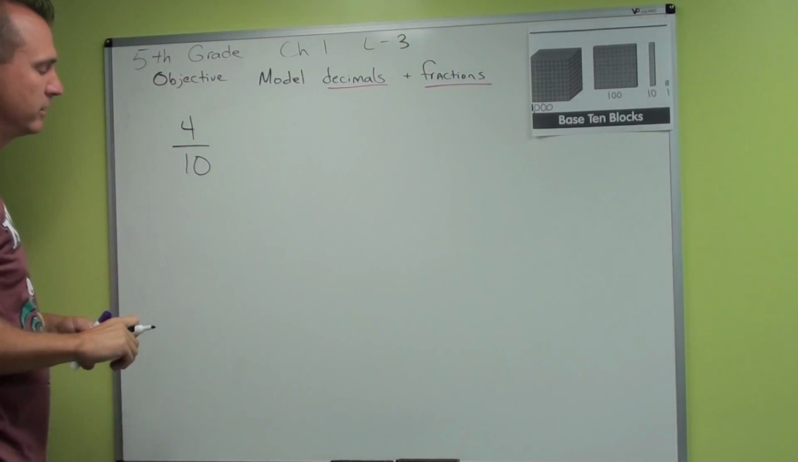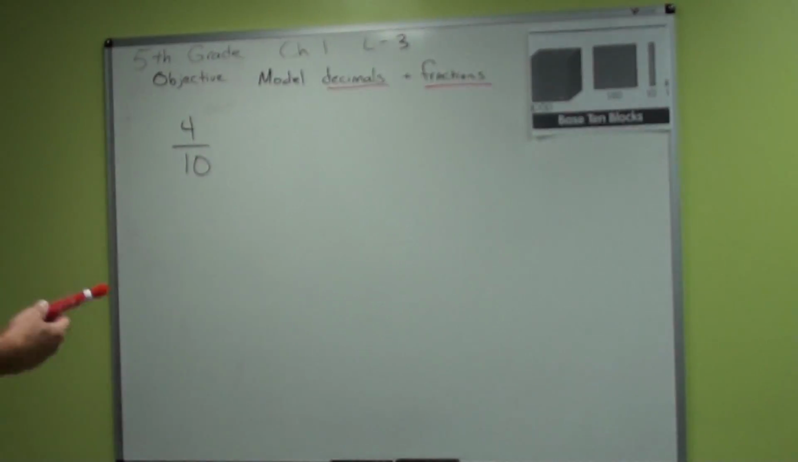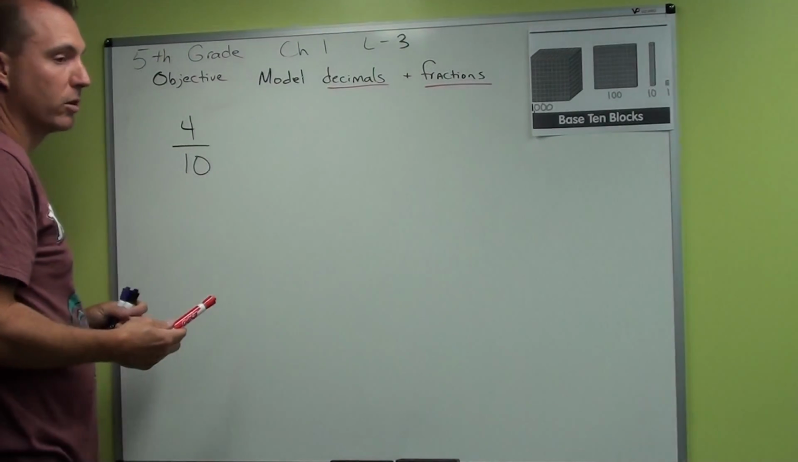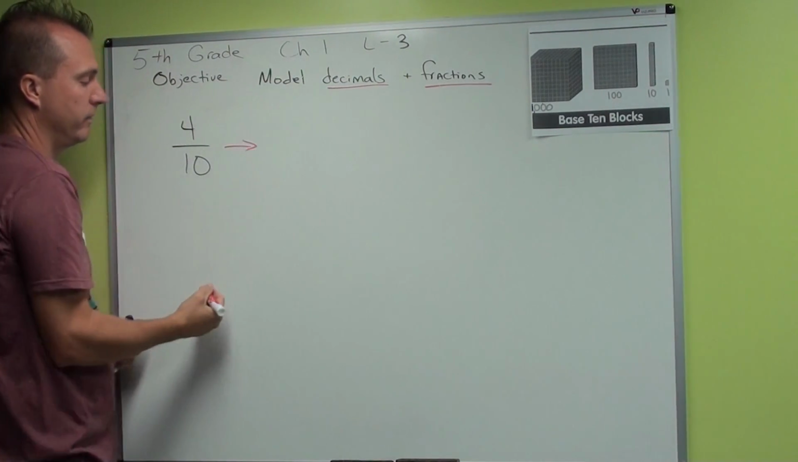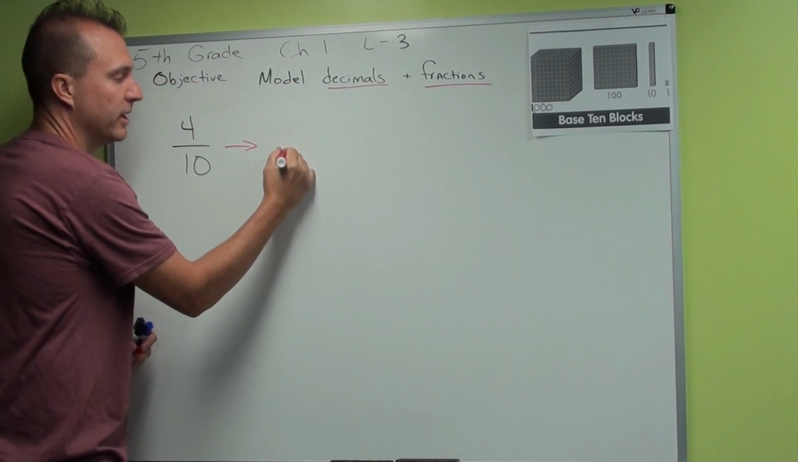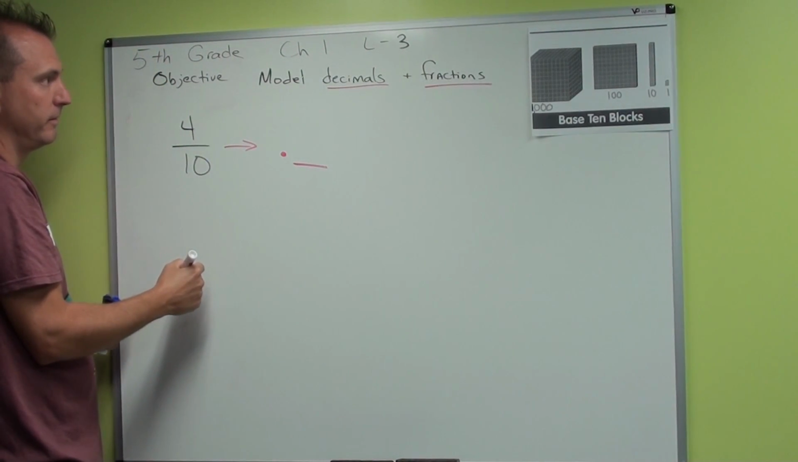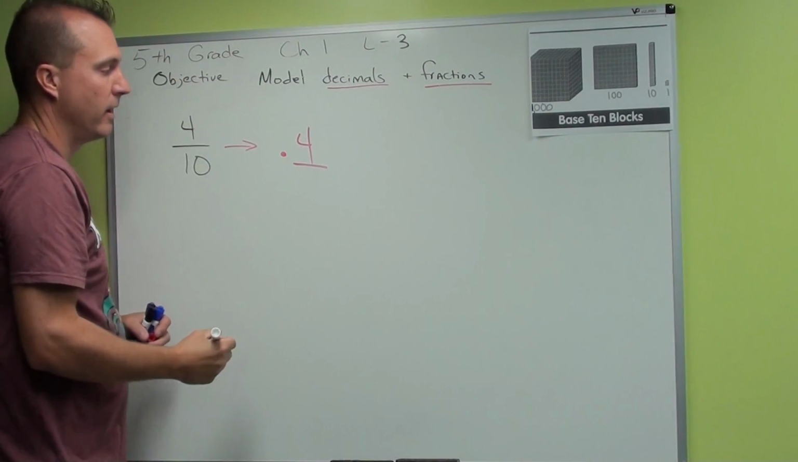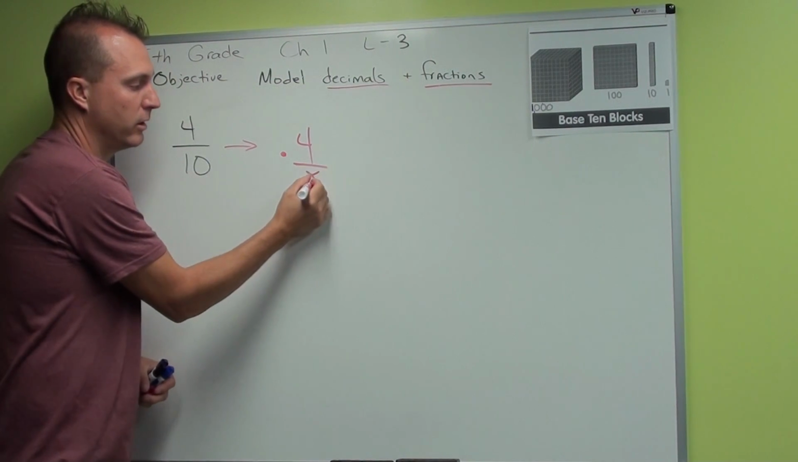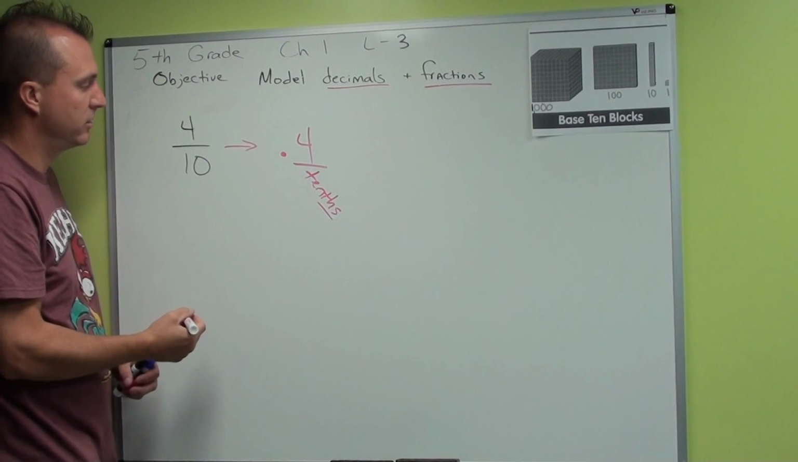Four tenths. What I want to do is write it as a decimal, and I also want to write it in word form and make the blocks. So 4 tenths. Let's do the decimal. Decimal point, 1 underline. What goes in there? 4. This says 4 tenths.